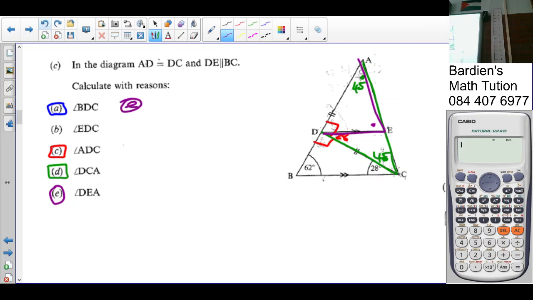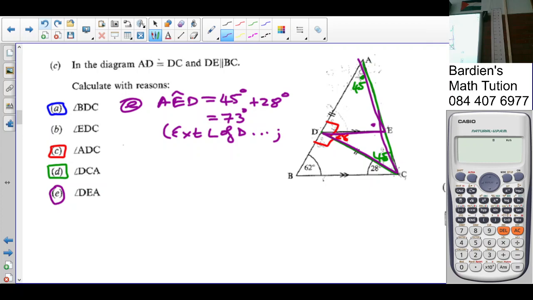Is this not the exterior angle of this triangle? So we say ED equals 45 degrees plus 28, which is 73. Let's check if that's correct. And your reason there is exterior angle of triangle, which means the exterior angle is equal to the sum of the two interior opposite angles. And this is the triangle ED.